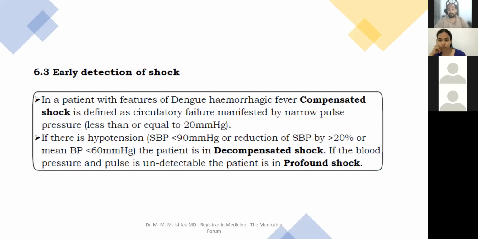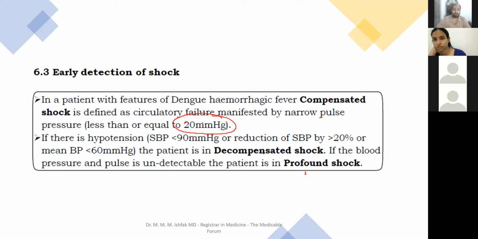So early detection of shock, that is what you need to do in DHF. You monitor hourly so that you detect shock. Now in a patient, what is compensated shock, what is decompensated shock, what is profound shock? Compensated shock is defined when there is a circulatory failure because there is a narrow pulse pressure, the pulse pressure is less than or equal to 20, that is a compensated shock, right?